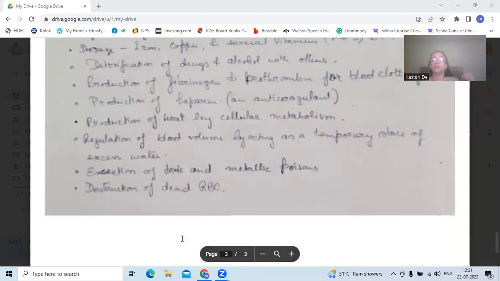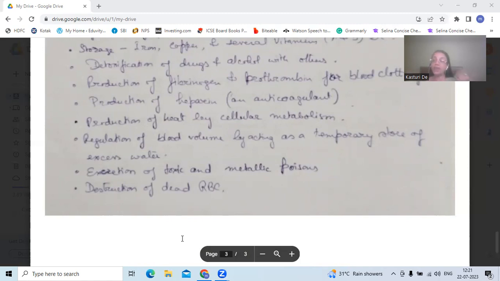Then production of heat by cellular metabolism. When cell metabolism takes place, heat is produced. So that heat is produced by the liver. The regulation of blood volume by acting as a temporary store of excess water.